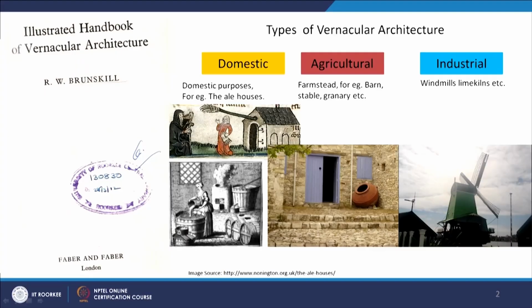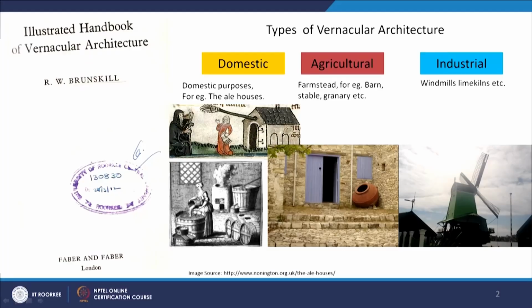For example, if you talk about the ale houses of Nonnington, how the breweries worked, and how women were employed in particular sections of the brewery, it is a kind of family business, or a sect involved in this particular business, part of the local economies. So that is what we refer to as domestic architecture.